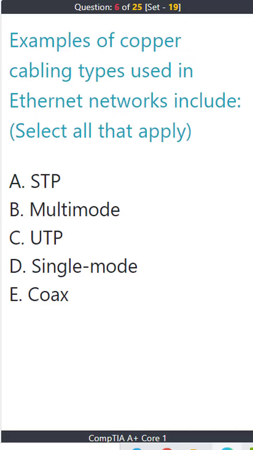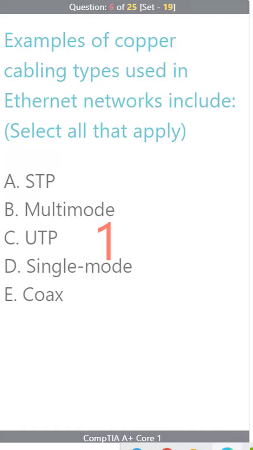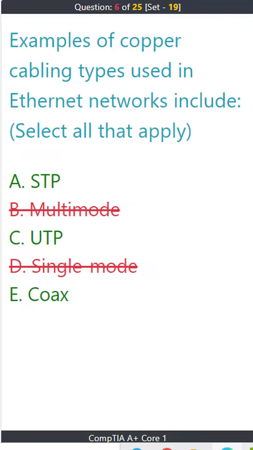Question 6. Examples of copper cabling types used in Ethernet networks include, select all that apply. A. STP. B. Multimode. C. UTP. D. Single mode. E. Coax. The correct answers are A. STP. C. UTP. E. Coax.